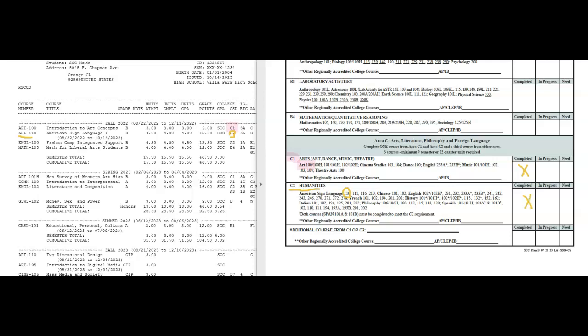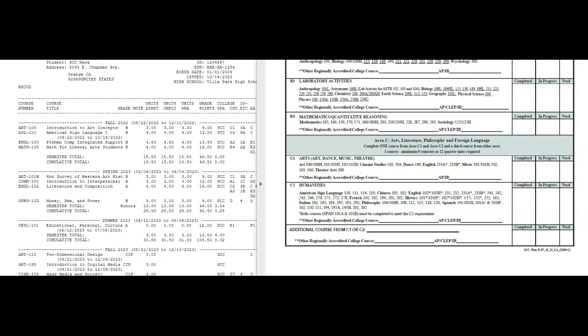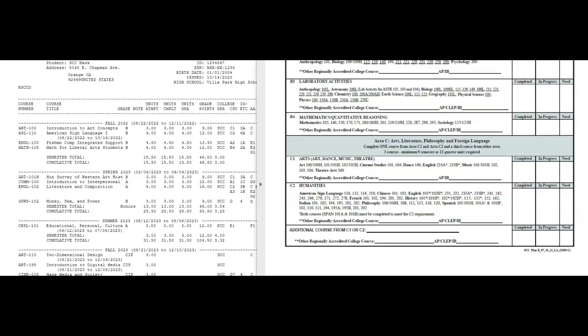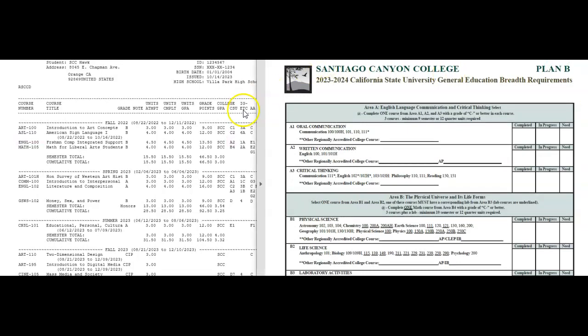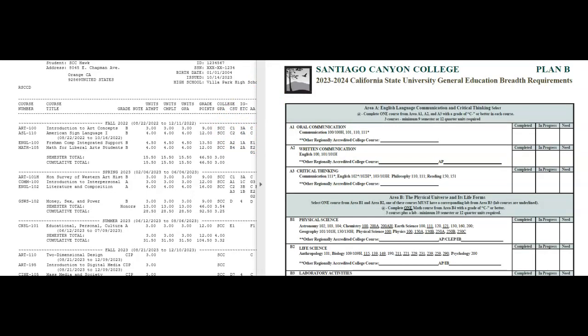And then the next one, English 100. Let me use a highlighter, it might be easier to see. That English 100 is under area A2. So then you have to go all the way up here and identify where A2 is. And so A2 is right there, and the student completed that class.